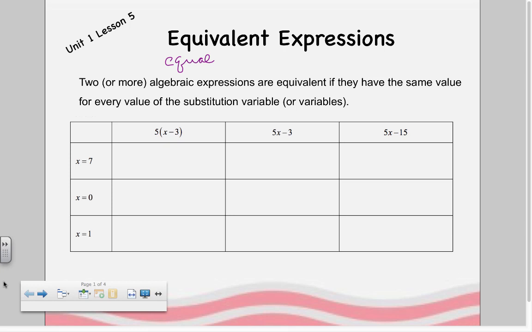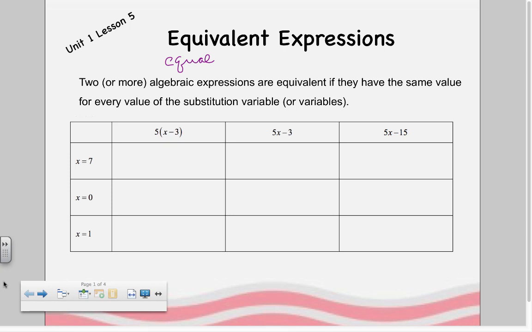If they have the same value for anything we substitute in, whether we put in a 1, a 5, a 0, a negative pi, a negative e, a radical 4,559, it doesn't matter. We'll always get the same answer. It's the ultimate subject in being fair, math.